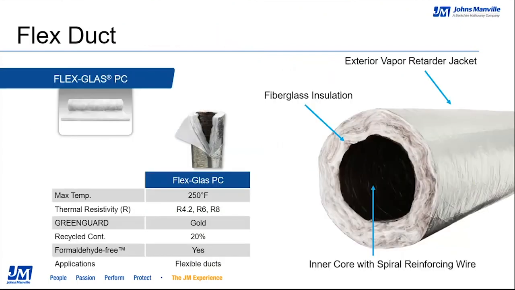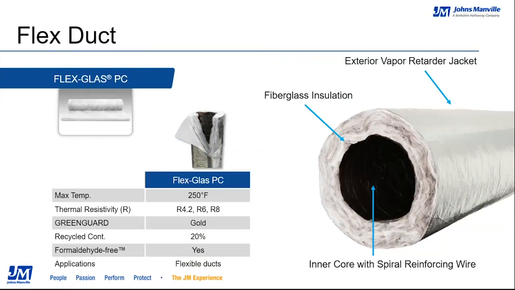Flex duct. So when looking at this slide, the picture on the right is a finished product for a flexible duct. Please note again, Johns Manville only manufactures the insulation. We do not manufacture the final assembly of this flexible duct. Regarding the assembly, however, the flexible duct is composed of an inner core with spiral reinforcing wire to help maintain the integrity of the duct during installation and throughout the life cycle of the product.